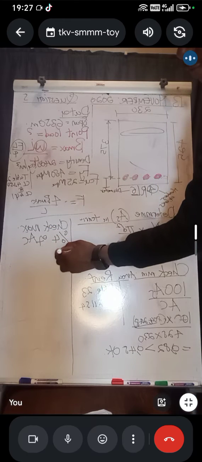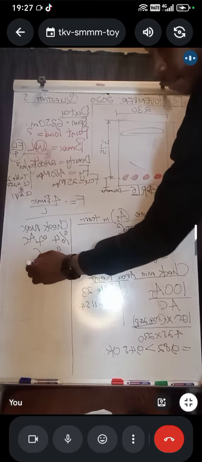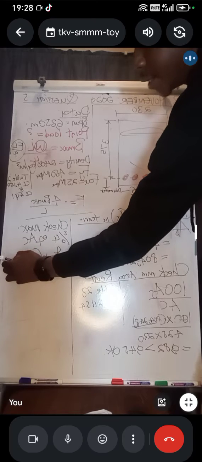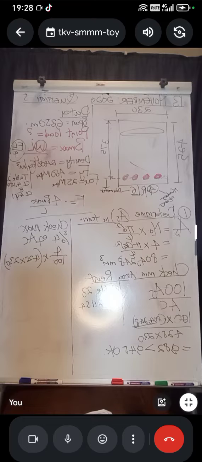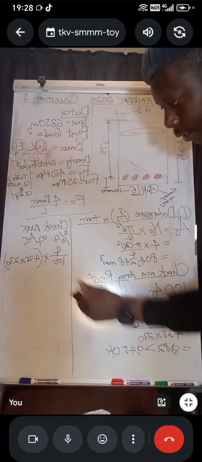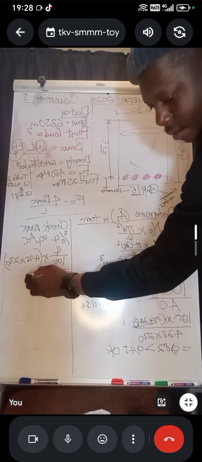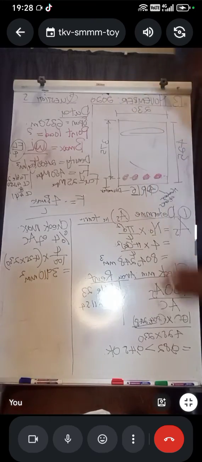So you know how to do 4% of that. 4% is 4 over 100 multiplied by the area there, which is 425 by 230. You get it? What is the answer? 3,910 millimeters squared, that is the area. Good. Any question that you have?